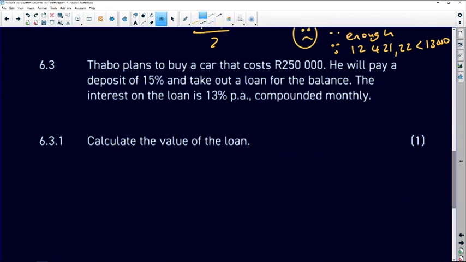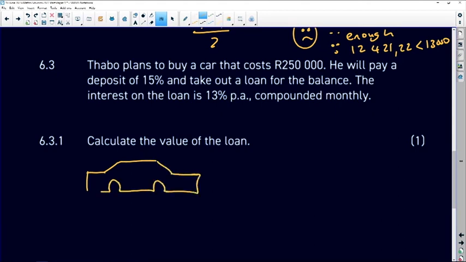Okay, Thabo plans to buy a car that costs 250,000 rands. He will pay a deposit of 15% and take out a loan for the balance. The interest on the loan is 13% per annum compounded monthly. We need to calculate the value of the loan. So what is going on? There's a nice car, a very beautiful car. I don't know how the car looks, so let's just assume that this is what the car looks like.